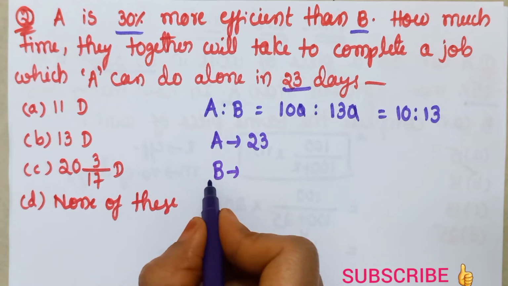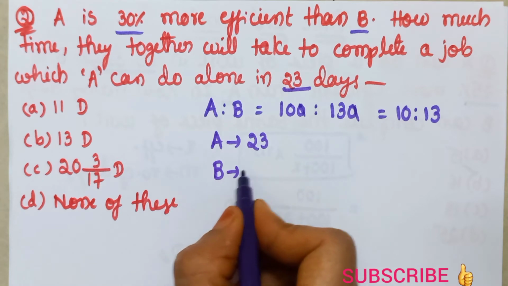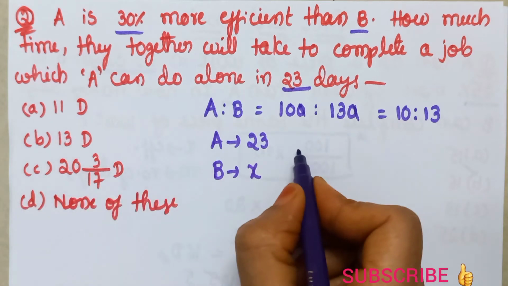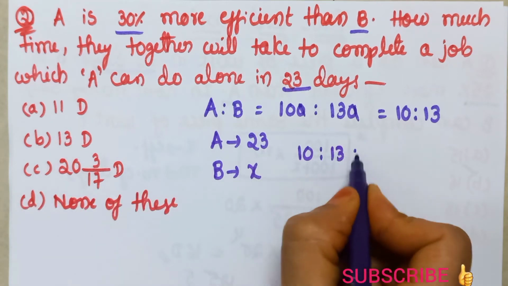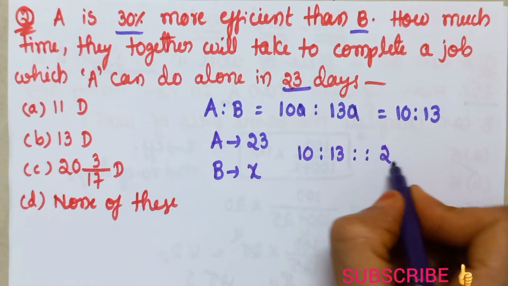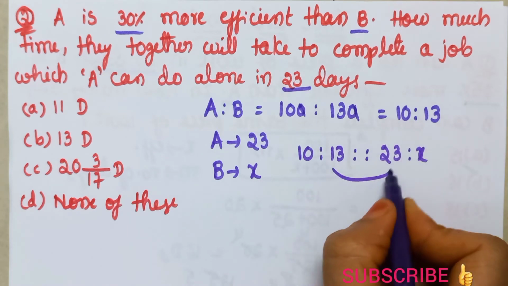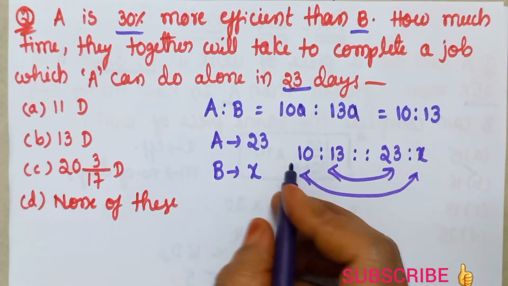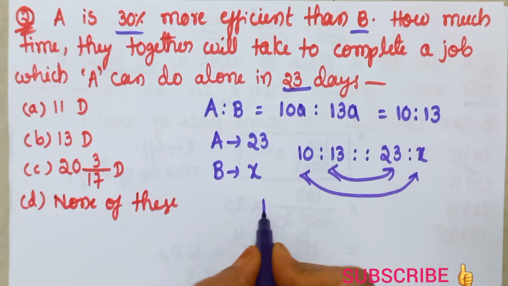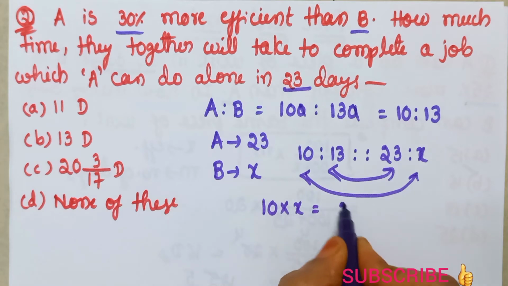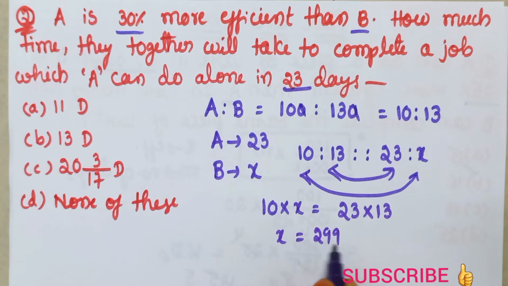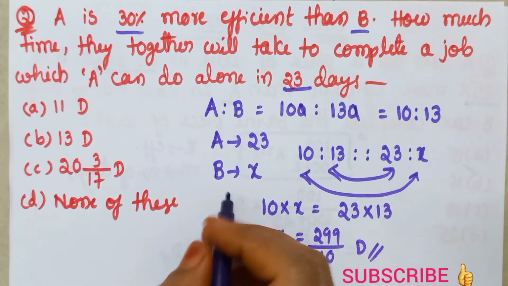In order to find the number of days taken by B, let us take this as unknown, x. So the proportion could be 10 is to 13, and 23 is to x. So we know from childhood that we have to multiply the inner ones and equate it to the multiplication of the outer ones. So 10 into x is equal to 23 into 13. So x is 299 by 10 days. These are the number of days taken by B alone.